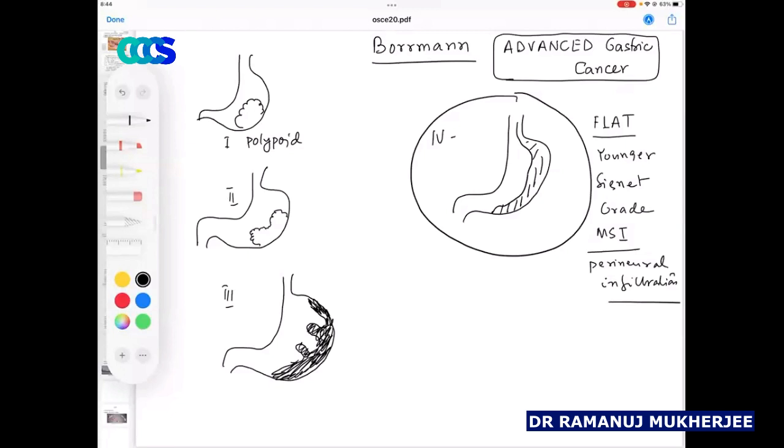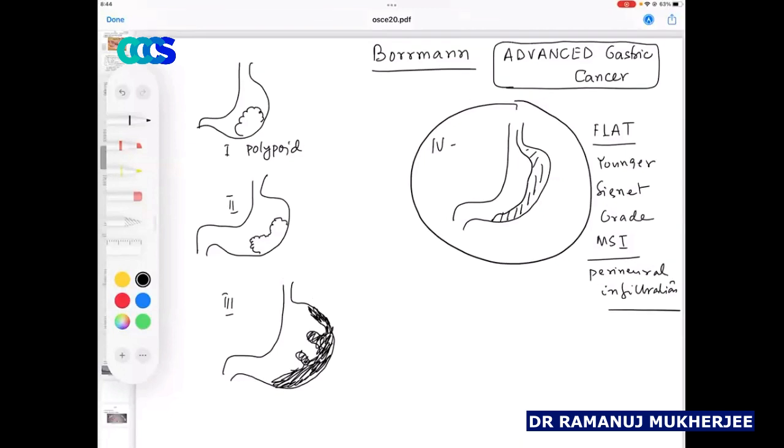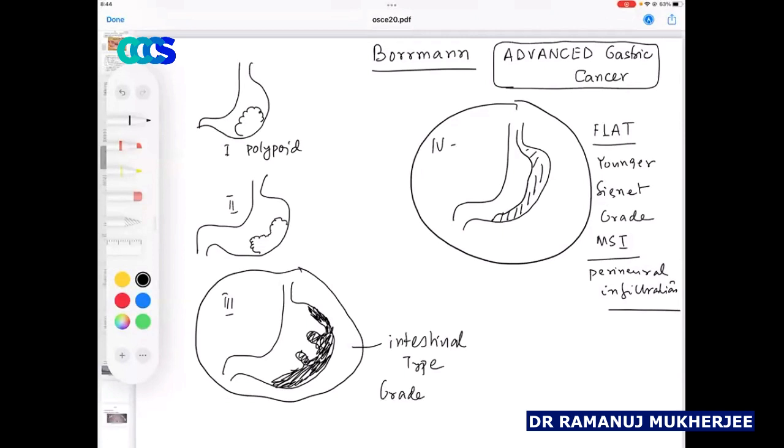Okay. Now, there is something called a type 3. What is important in type 3? Type 3, as I've said, is ulcerated with an infiltration. These are predominantly intestinal type, but their grade of differentiation can range from moderate to poor. They will frequently have a signet ring cell histology, definitely not as much as type 4, but fewer.